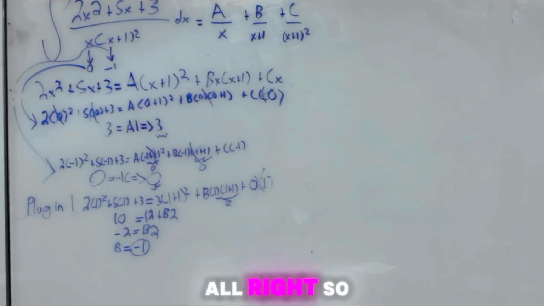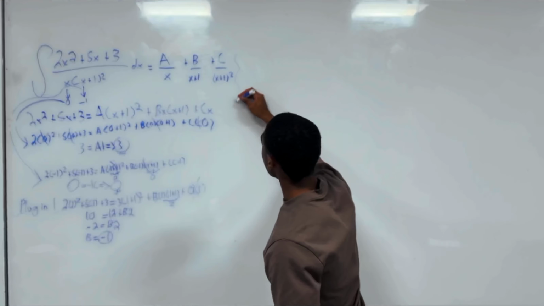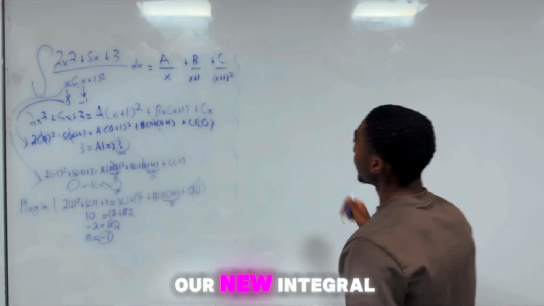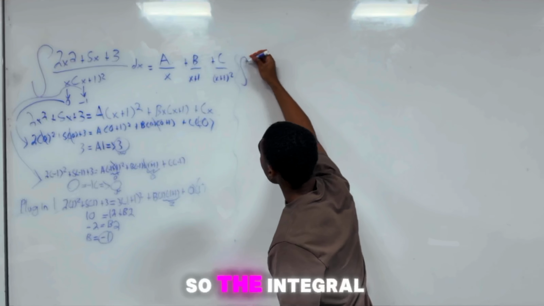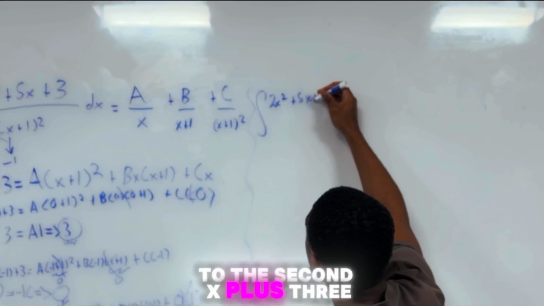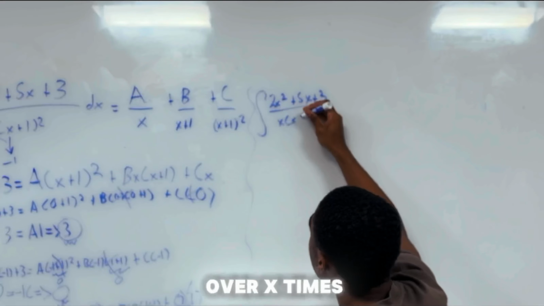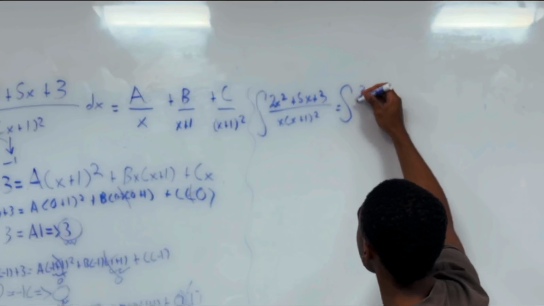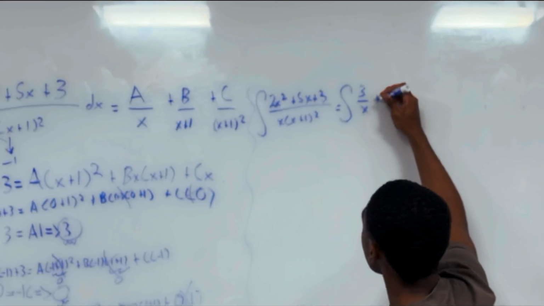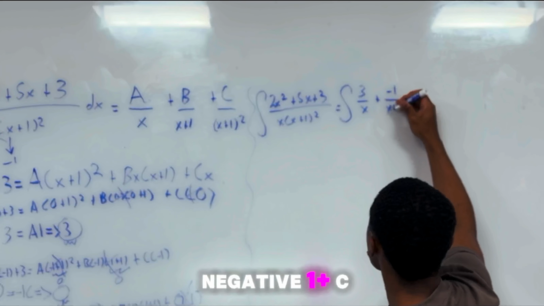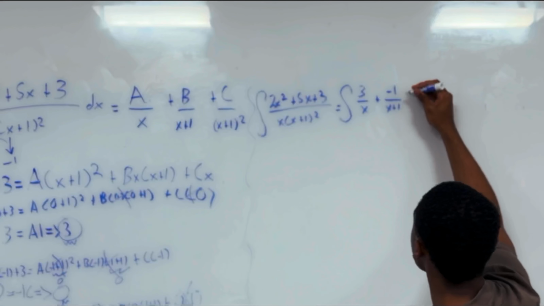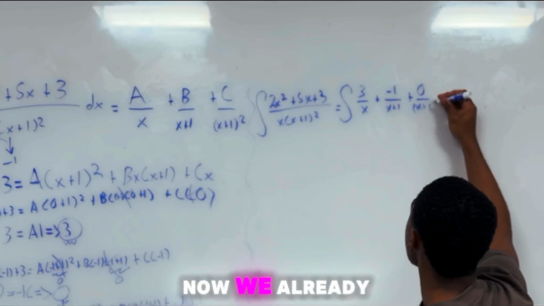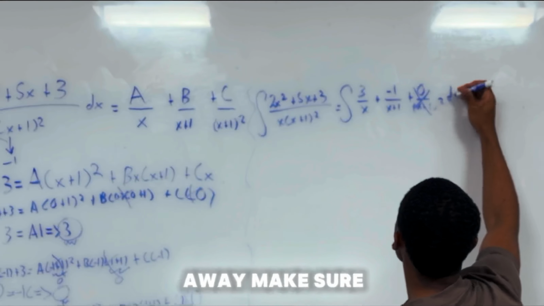All right, so now we did the hard part, and next, all we have to do is plug in 1, 2, 3, circle that, back into here. So what I'll do is rewrite our new integral on this side. So the integral of 2x to the second power plus 5x plus 3 over x times x plus 1 to the second power is now equal to the integral of a, 3, plus b, negative 1, plus c, which is 0. Now we already know what happens when there's 0. This guy goes away. Make sure to multiply it by dx because we're taking the integral.